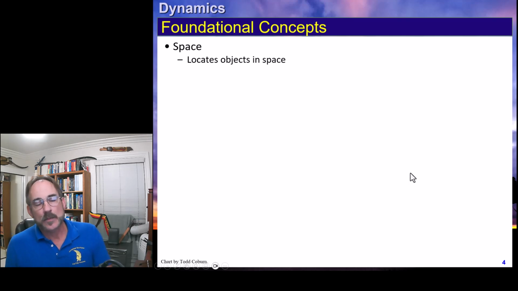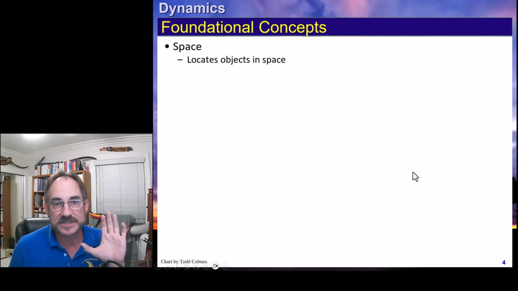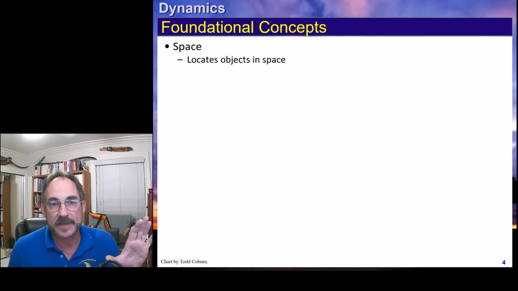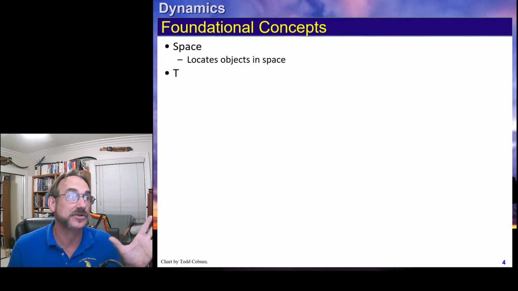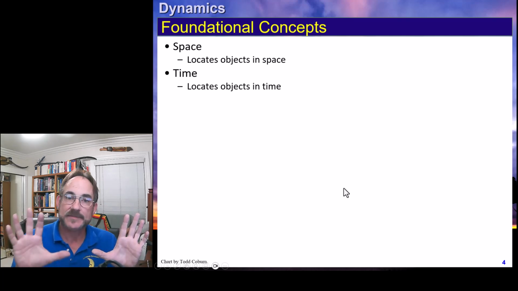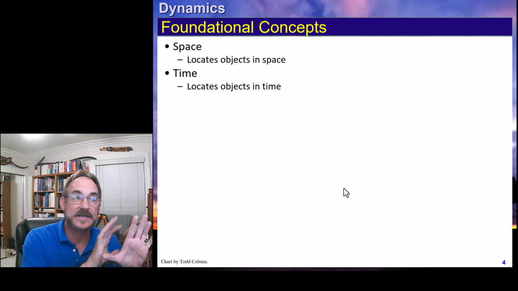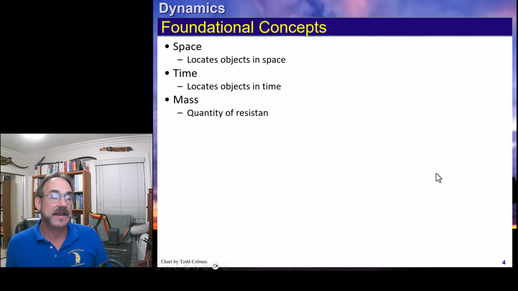So we're going to deal with the same basic concepts that we dealt with in statics. Space, where we're going to locate something in one-dimensional, two-dimensional, or three-dimensional space. We're going to be dealing with time, because at one time something might be there, at another time it might be somewhere else, and that defines the motion of it. So we're going to need to account for that.